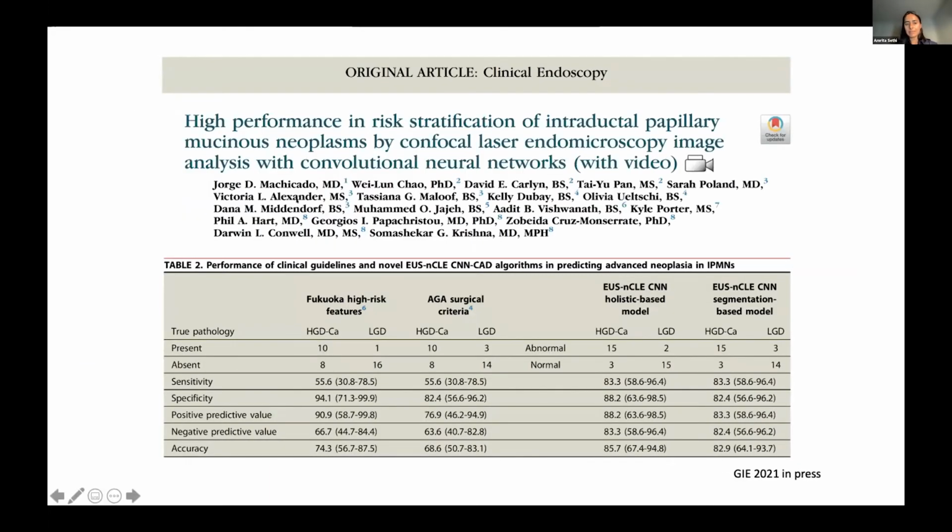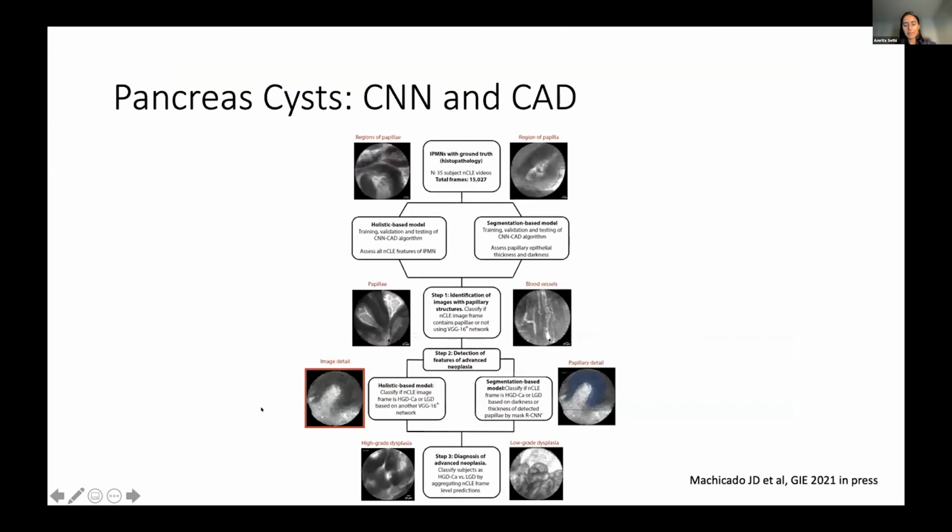And then similarly, as I mentioned, AI is playing a role, and certainly this is an area where it's going to come into play. This study was very recently published, looking at using convolutional neural networks to assess the confocal endomicroscopy images, and they used two different models. Again, this is not something that I am very familiar with in terms of the modeling, but both models showed significantly higher sensitivities in determining the risk of cancer, as well as accuracy, compared to both the Fukuoka guidelines and the AGA guidelines. And this is just, for those of you who are familiar with AI methodology, the two different holistic-based and segmentation-based models that were used for this study.